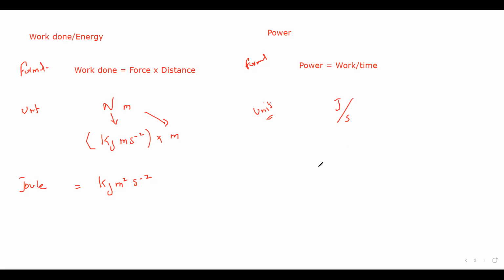So in place of joule, I can write kilogram meter square second minus 2, and this is divided by second. So this second will move up. So it will be kilogram meter square second raised to power minus 3. So that is equivalent to, unit of power is watt. So it means watt is equivalent to kilogram meter square second raised to power minus 3. Is it clear, this example?